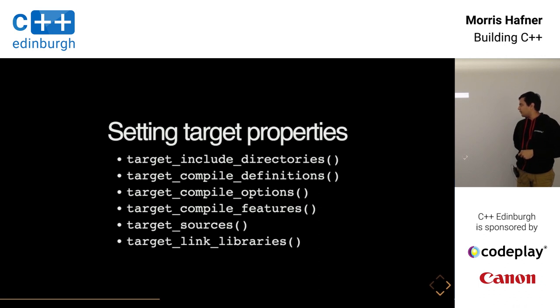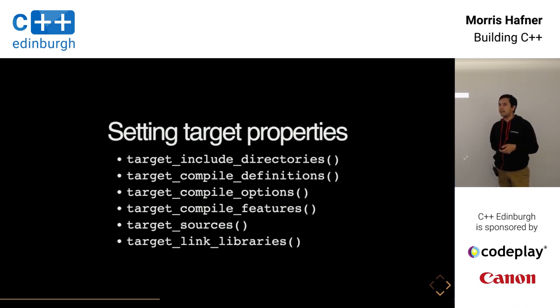And those are the four functions that basically make up modern CMake. So this is the way you add properties to your targets and attach information on your node in your graph.